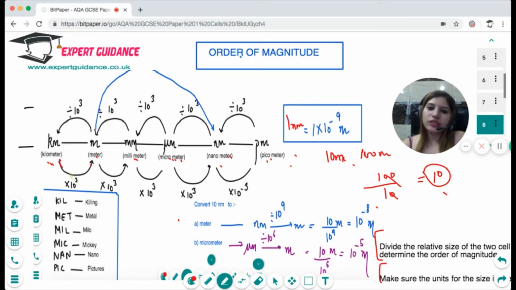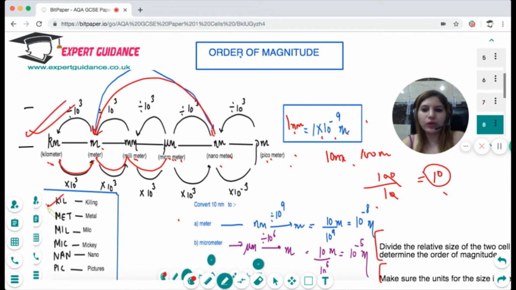So kilometers to meters, times by 1,000, times by 1,000, times by 1,000. And when you go reverse, you need to divide by 1,000. So for example, if you need to convert nanometers into meters, so you're going from here to here, you will divide it by 10 to the power 9. Okay, so 1 nanometer is 1 times 10 to the power minus 9 meters. So you can remember this table, and this is a mnemonic to remember it.